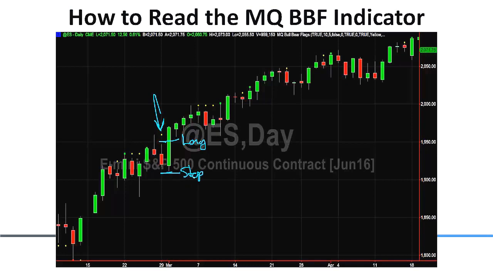The green dot, all that means is that it has triggered. The flag has triggered, meaning it has broken the previous bar's high. So remember, a flag is up move, bar number 1, consolidation, bar number 2, continuation, bar number 3. Green dot just means we have broken that bar's high. That's where we get long.